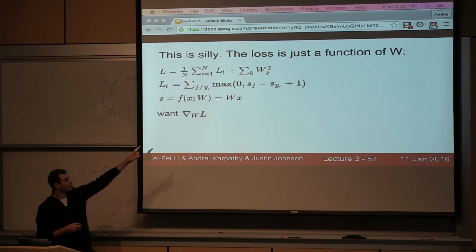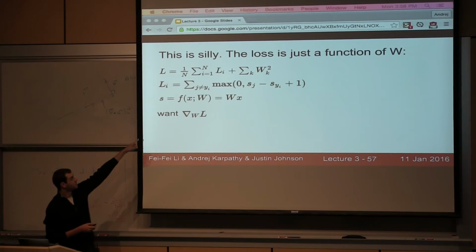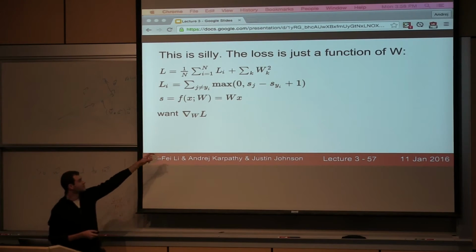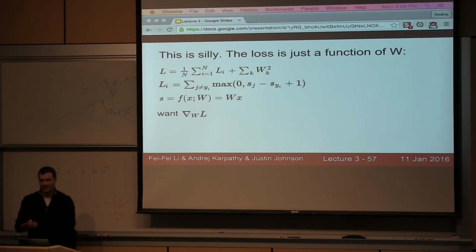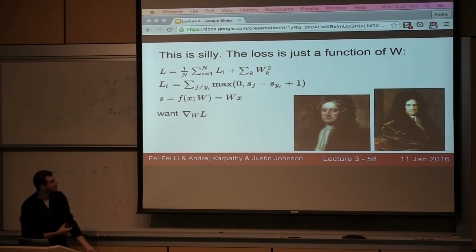Turns out that this is also silly, right? Because the loss is a function of w, as we've written it out. And really what we want is the gradient of the loss function with respect to w. And luckily, we can just write that down thanks to these guys.